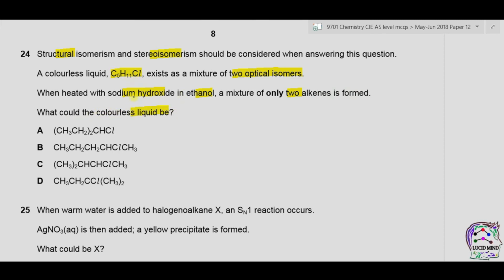Now for halogenoalkane, the reaction with sodium hydroxide in ethanol is an elimination reaction. In an elimination reaction, small molecules are eliminated. In this compound we have Cl, so HCl will be eliminated and an alkene will be formed. In the question they have given that this colorless liquid, this halogenoalkane, exists as a mixture of two optical isomers. It means that a chiral carbon is present. Let's look into the options.